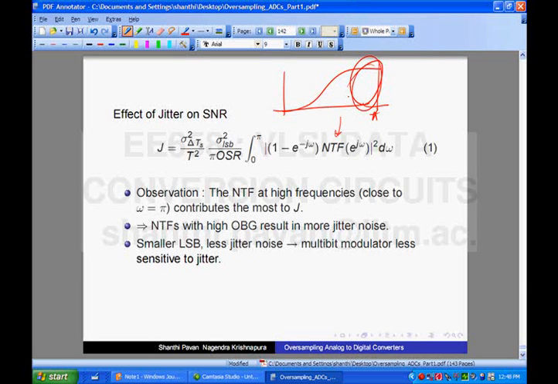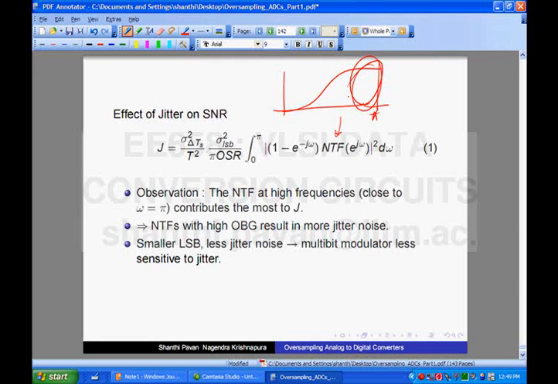Does it make sense? So if you increase the out of band gain, what happens to the quantization noise? Yes, it will decrease, correct? So if you get too over enthusiastic and say I want to reduce my in-band quantization noise, and go on reducing it, the quantization noise will definitely reduce, okay? But what happens to the jitter noise? The jitter noise will increase, okay?